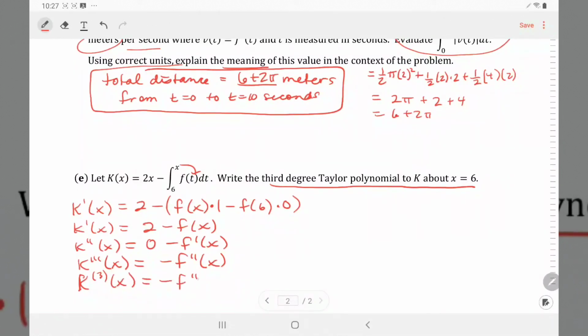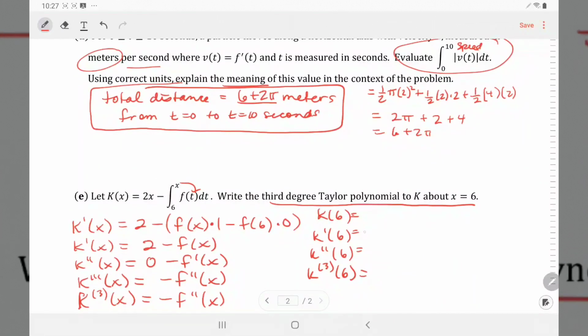Okay, and then I need to substitute in 6. So I need k of 6, k prime of 6, k double prime of 6, and the third derivative at 6. So let's see. Oh no, sorry, that was k prime. Let me erase that one. Okay, so that one is 2 minus f of 6. K double prime is negative f prime of 6, and k triple prime is negative f double prime of 6.